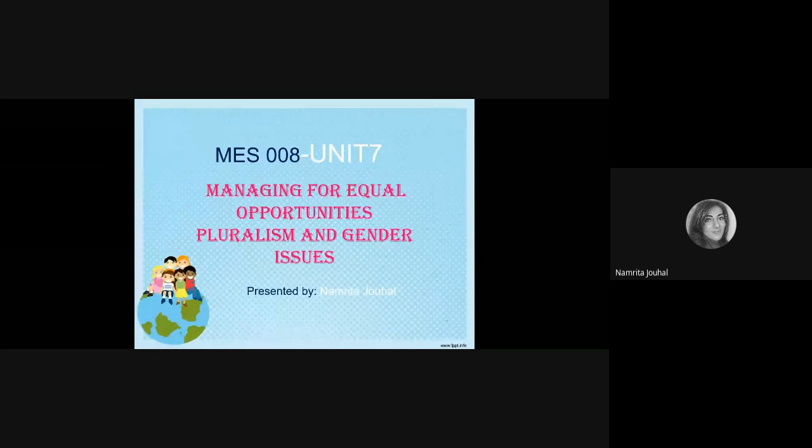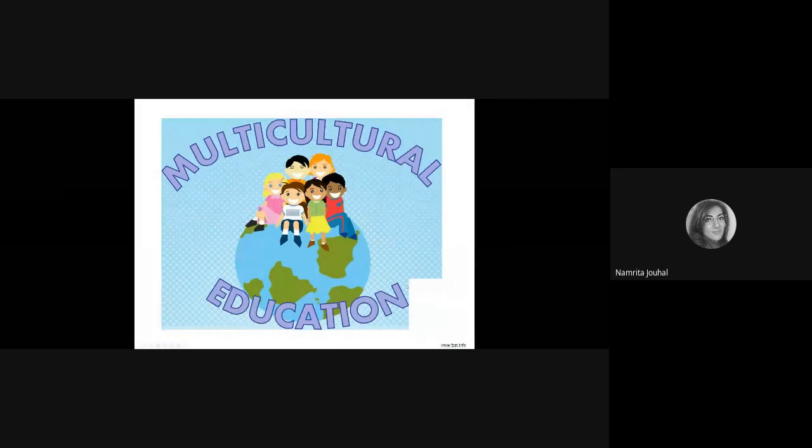Okay, managing for equal opportunities, pluralism, and gender issues. These children also have certain issues, or we can say special needs. So we have to ensure that we incorporate not only the children with special needs, but other needs as well, like the cultural and gender issues that we now commonly cater to, so that multicultural education is something that should be key for each school.